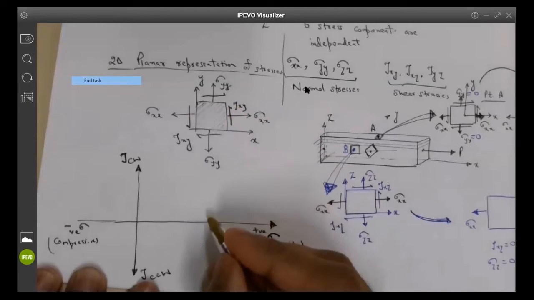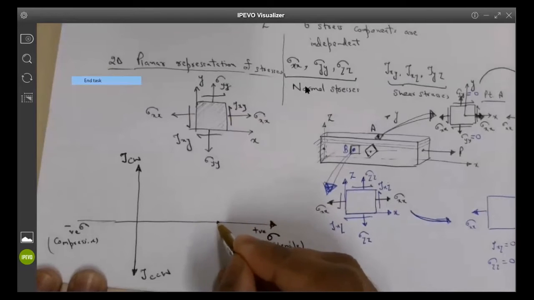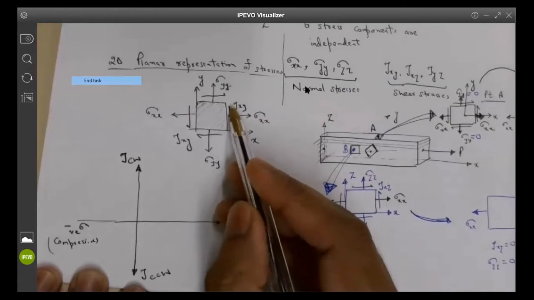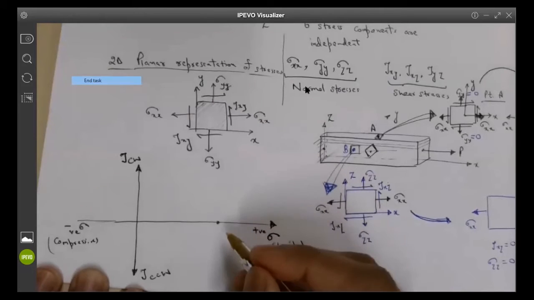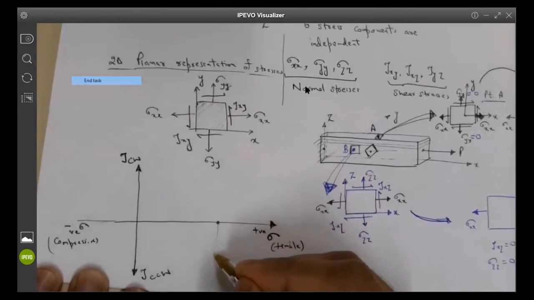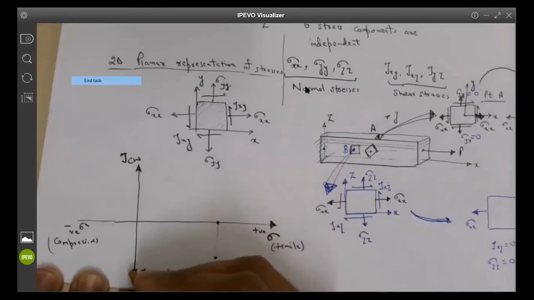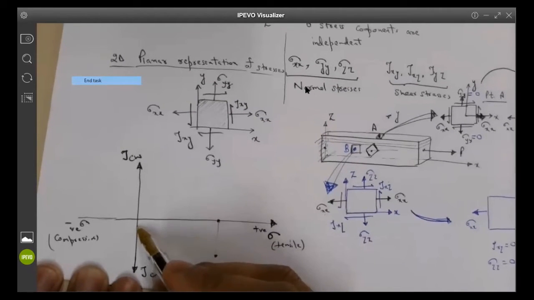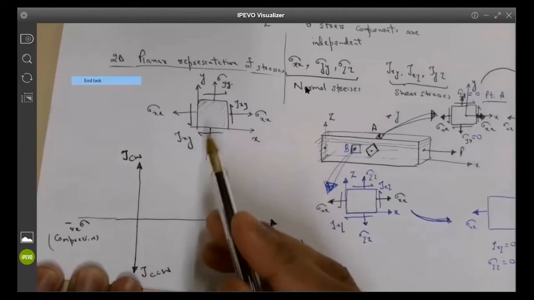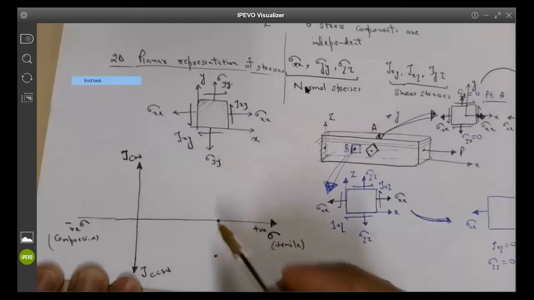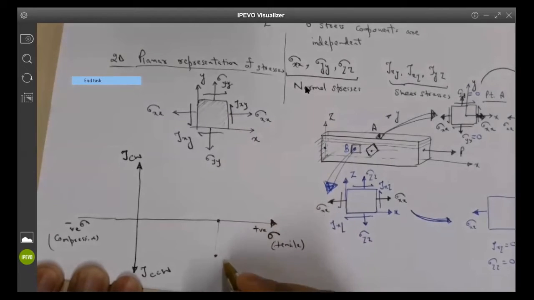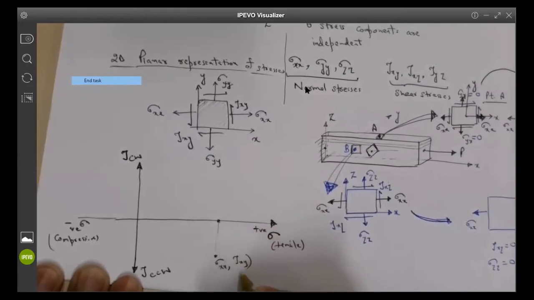So at this point, I have sigma xx and tau xy. I will plot 2 points: sigma xx, let's say this is positive, and tau xy, which has a tendency to rotate counterclockwise, so it will be marked at this point at the bottom. So tau xy that has a tendency to rotate counterclockwise will be marked downwards. Here I am getting 1 point, which is sigma xx and tau xy. Is everybody with me so far?